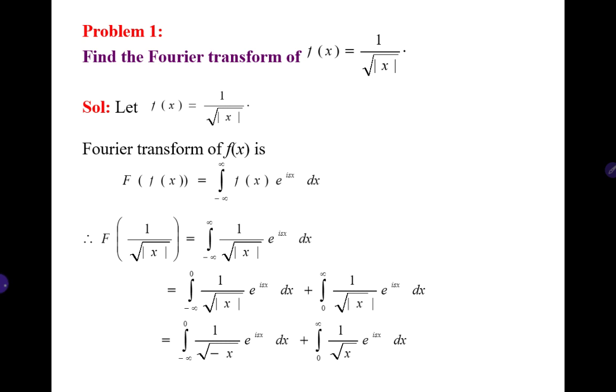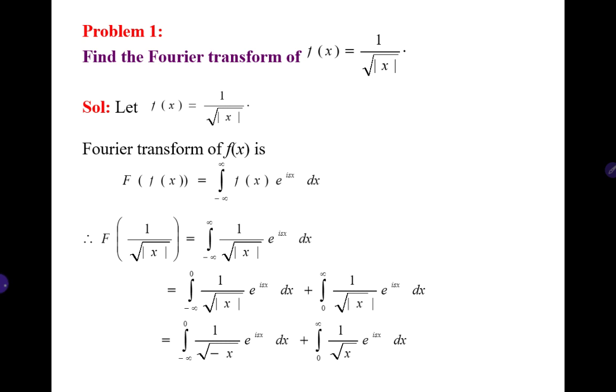First problem is find the Fourier transform of the function f of x is equal to 1 by square root of modulus of x. So we consider the function f of x is equal to 1 by square root of modulus of x and we try to find its Fourier transform.